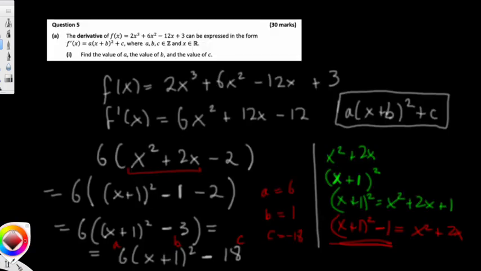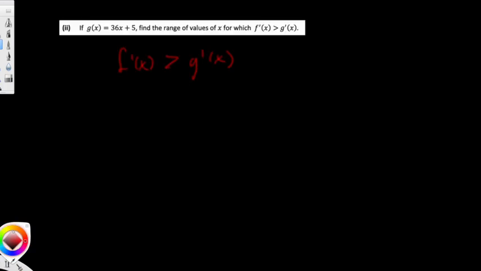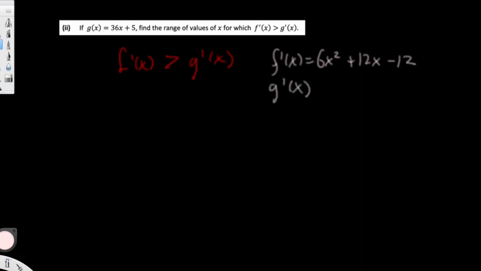So now in part 2, we're told that g of x is equal to 36x plus 5. And we want to find the range of values for x for which f prime of x is greater than g prime of x. So if we want to work on f prime of x being greater than g prime of x, we're going to need what these things are. From the previous part, f prime of x was equal to 6x squared plus 12x minus 12. And we have g prime of x from here. If we just differentiate this bit here, we get that to be 36.